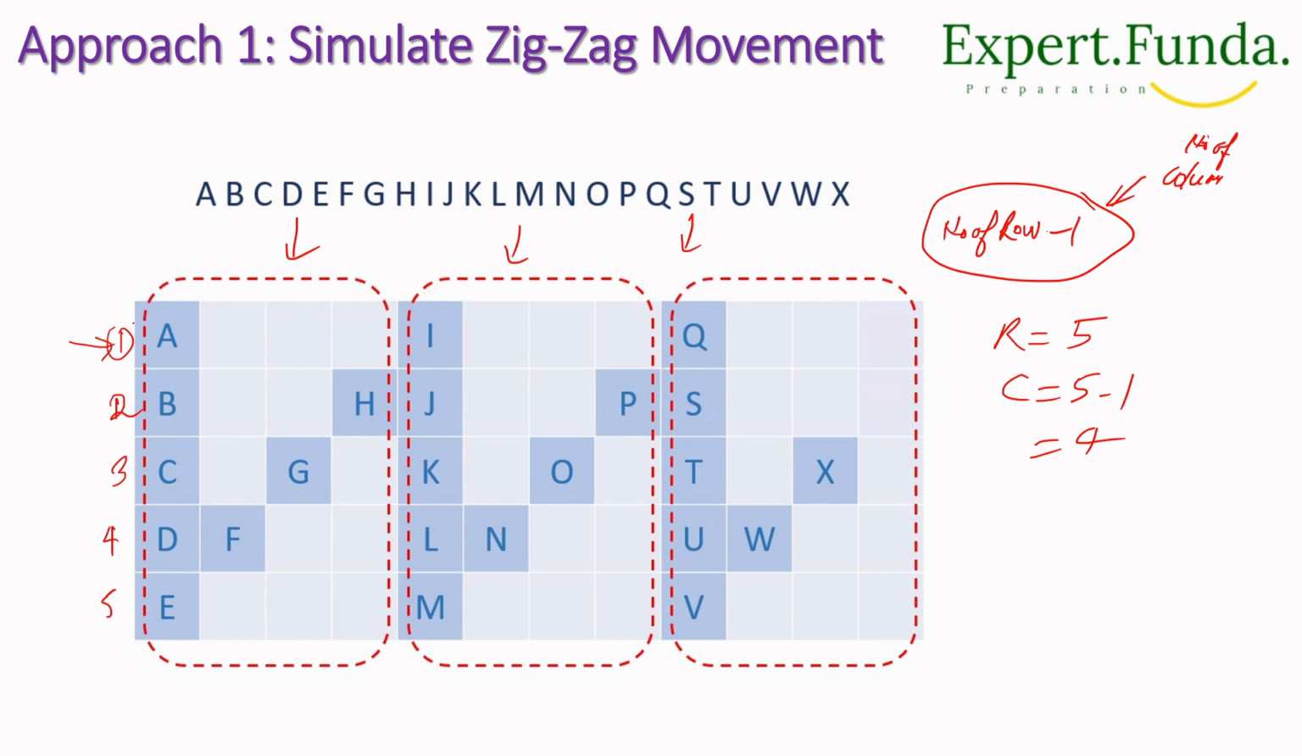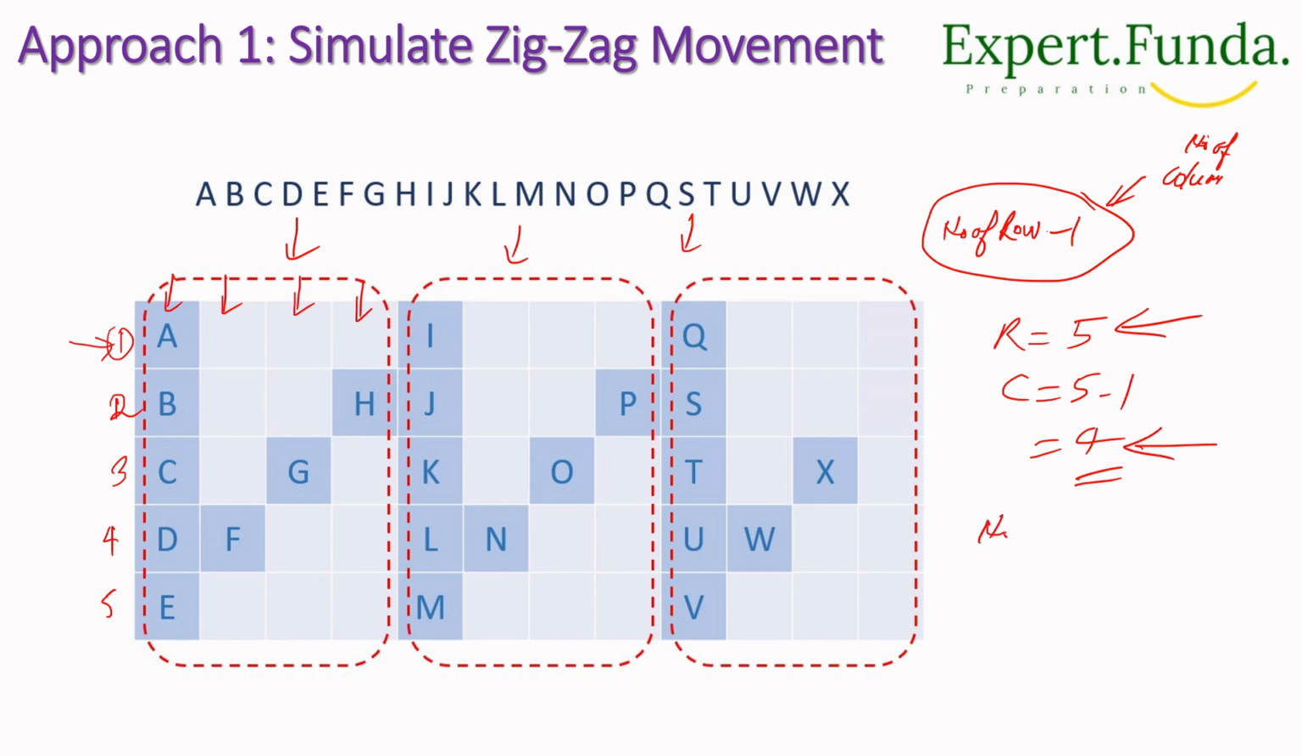So let's count the columns. We require 4 columns: 1, 2, 3, 4. You can see 4 columns we have. So for each section you will have a number of rows and a number of columns. Now consider for each section how many characters we have. Number of rows is 5, number of columns is 4.